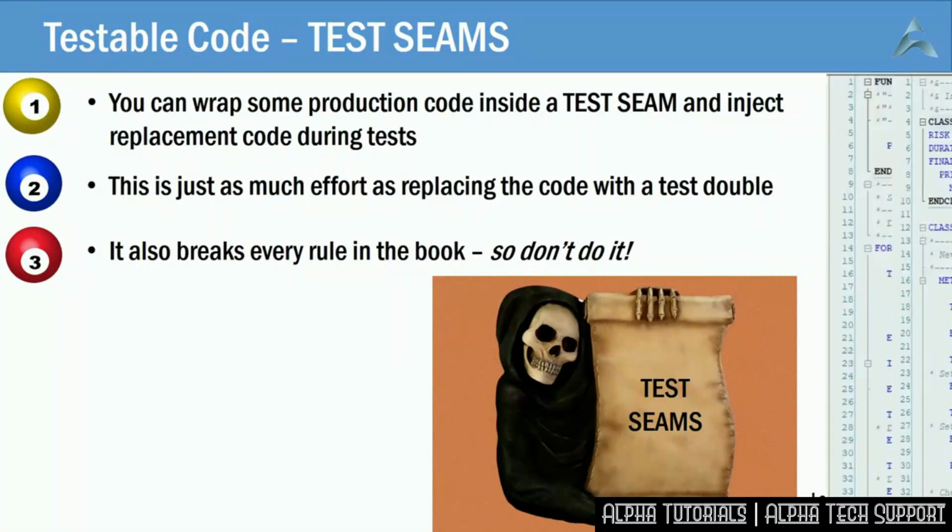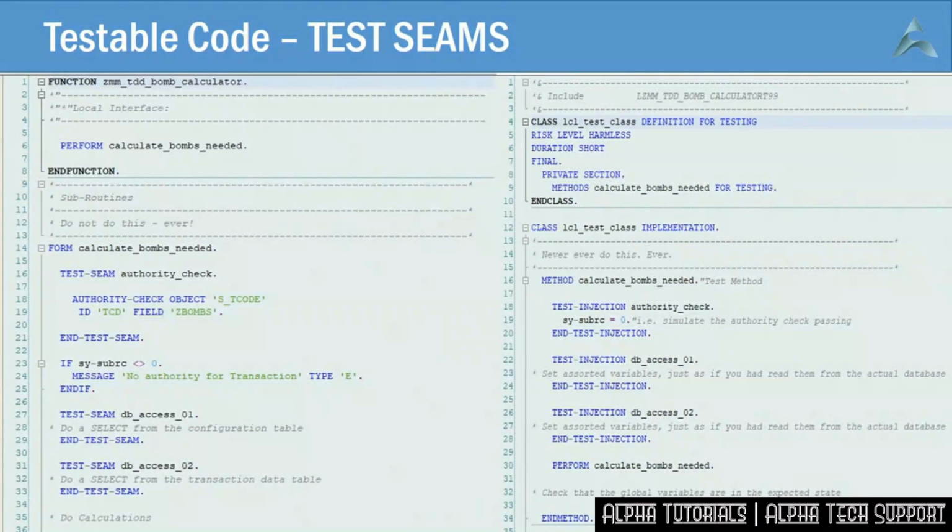On the left, we have some production code. And in this example, we want to change the authority check. As you can see, in the production code around the authority check, we have a test seam just before it and an end test seam just after it. On the right is a unit test. It does a so-called test injection, which replaces the real code with some hard-coded, in this case, setting the SY-SUBRC to 0 to simulate the authority check passing.